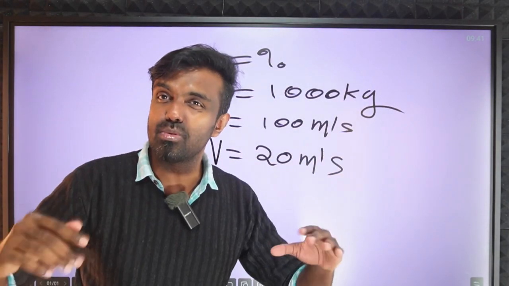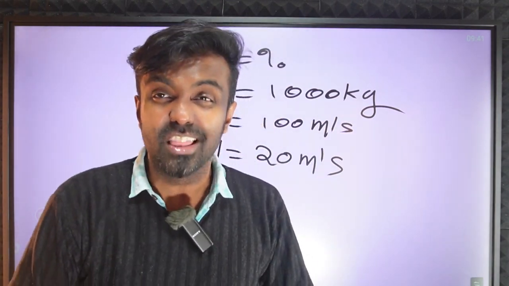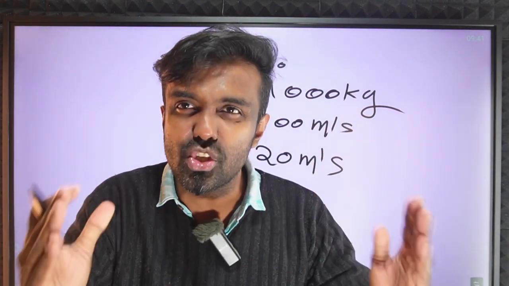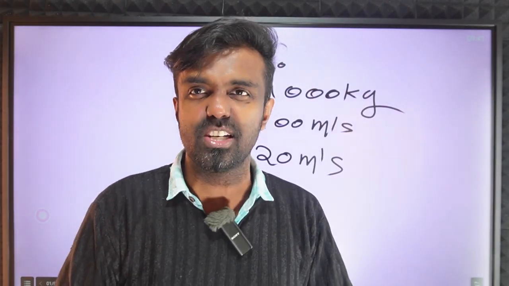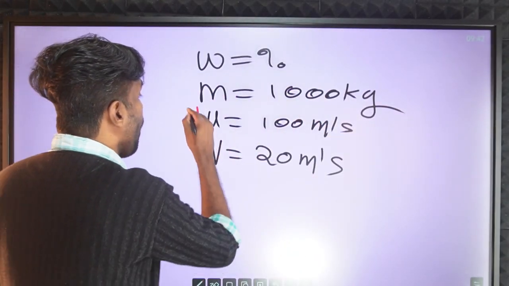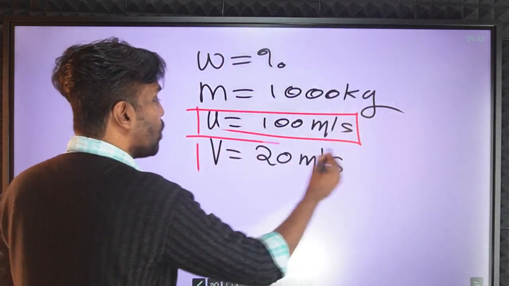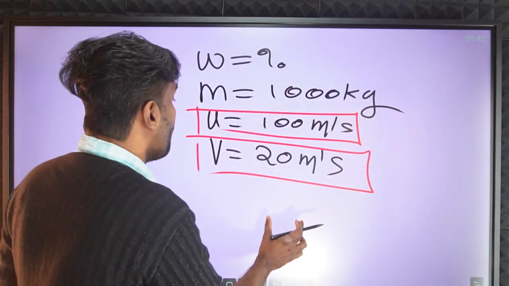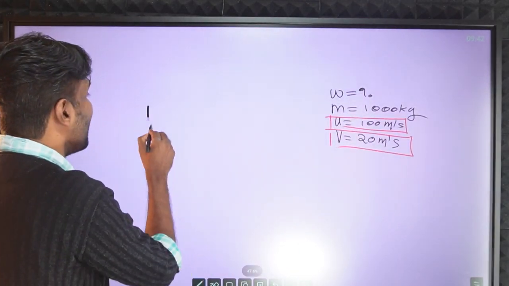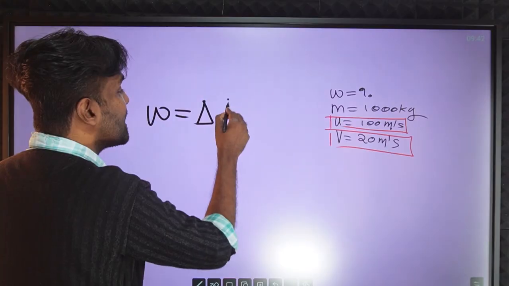Okay, so guys, we need to calculate the work done, which is equal to the change in kinetic energy, otherwise the work done will be equal to the change in potential energy. Since here you are provided with the initial velocity and the final velocity, you must take the work done as the change in kinetic energy, guys.